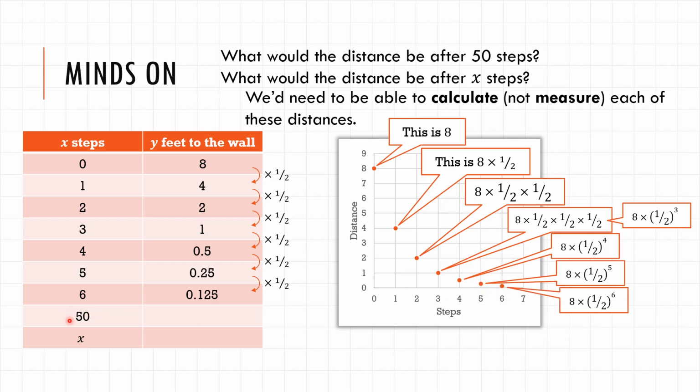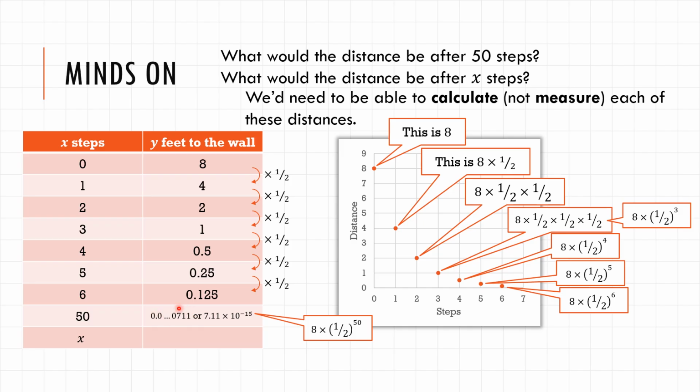And if I wanted to find out how far we would be after 50 steps, notice that the powers, the exponents, are the same as the number of steps. So all I have to do is find out 8 times a half to the power of 50. And when I do that, I get a really, really long number. In fact, 0 point, and there's a bunch of zeros that I'm skipping here.